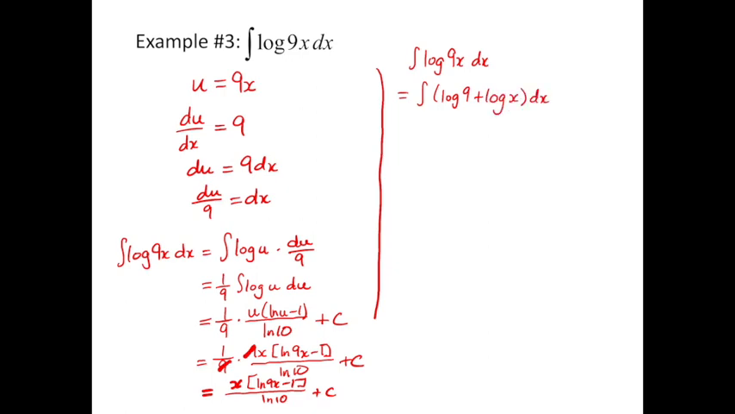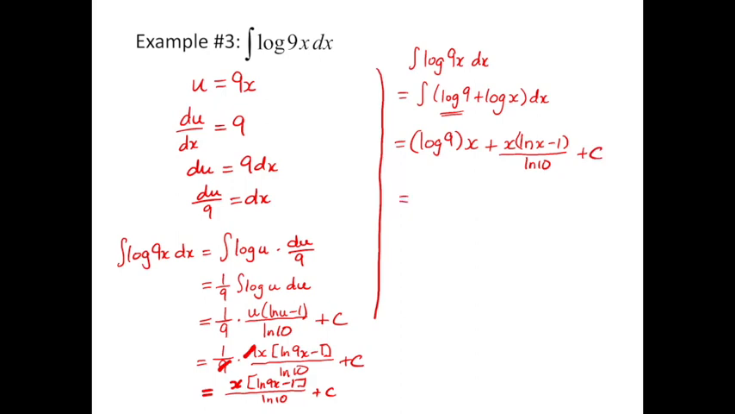dx. Now, the one benefit to doing this is we don't have to use substitution. This log of 9, that's just a constant. That is just like having a 5 there. So when we take the integral of that log of 9, it turns into just log of 9 times x. And the integral of log of x would be x times ln x minus 1 in brackets divided by the ln of 10 plus c.